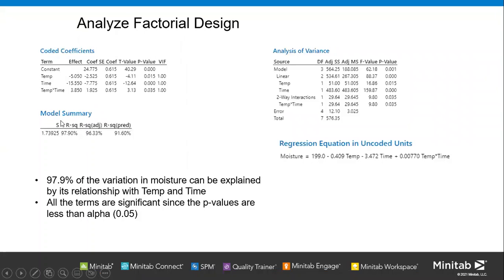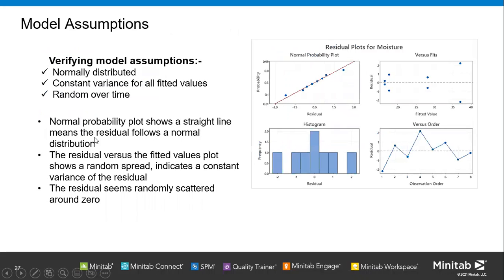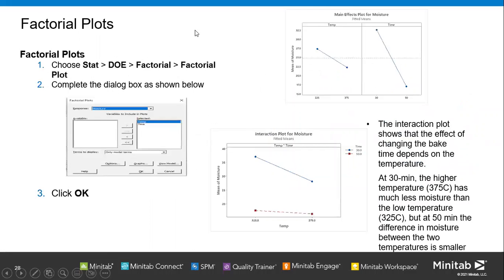And then we look at the model summary. So the R squared here is a good one, more than 70. And then you verify the model itself. Since this is a statistical tool, you cannot avoid this, you must validate your result. So you must look at the normal distribution, the constant variance, and the random order. All of this is good. And then you can proceed with the interaction plot, which I will show now.